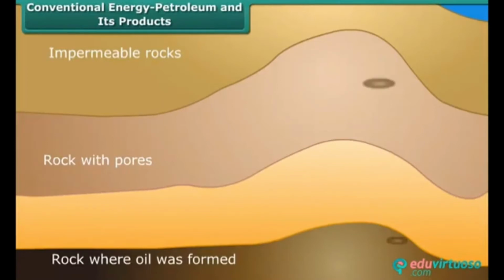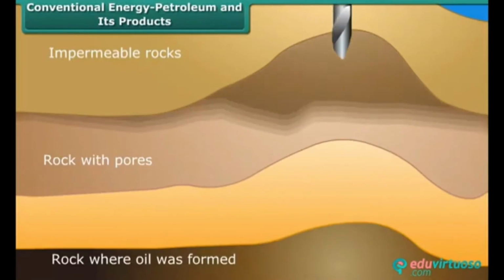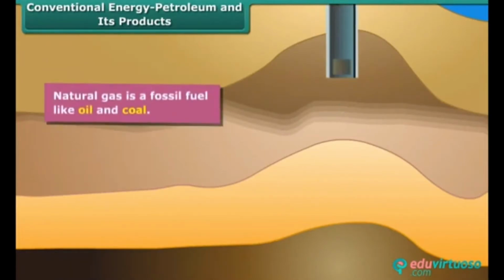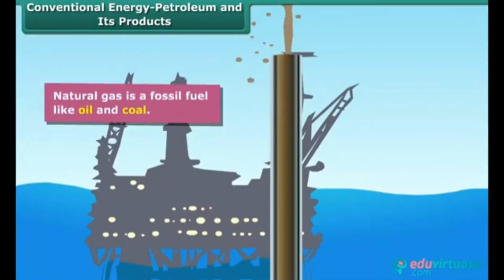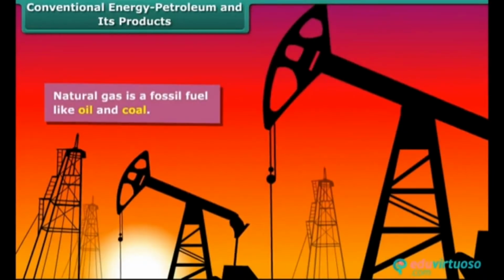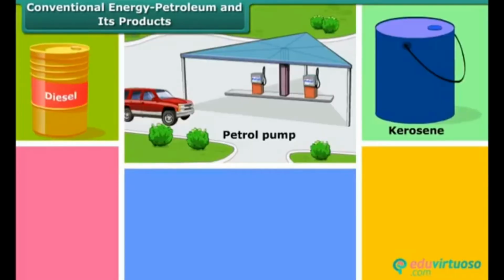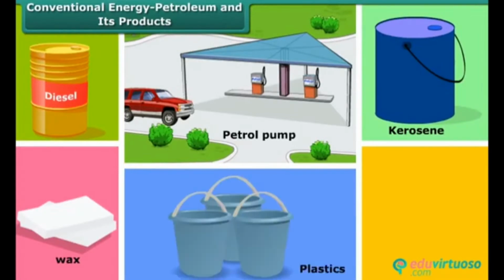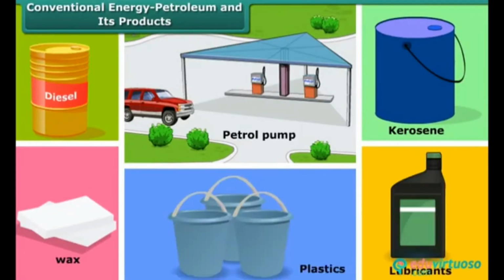Conventional energy, petroleum and its products. Petroleum is found between the layers of rocks along with natural gas and is drilled from oil fields located in offshore and coastal areas. The crude oil is sent to refineries for processing. Diesel, petrol, kerosene, wax, plastics, and lubricants are obtained from petroleum refining.